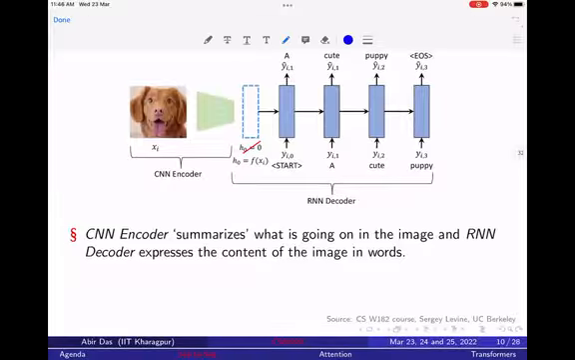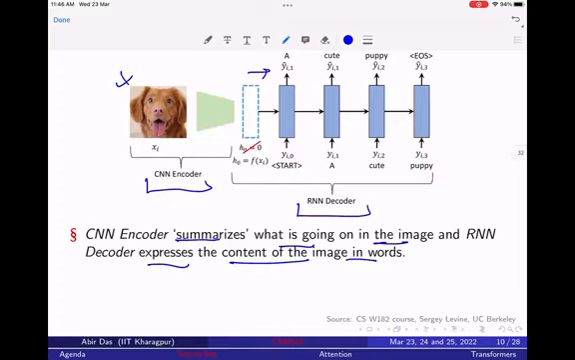So this is the basic idea. The CNN encoder summarizes what is going on in the image, and the RNN decoder expresses the content of the image in words. The role of the CNN encoder is to provide, from that image, the description I want as input to the decoder. So this is called the CNN encoder, and this is called the decoder. It is encoding the information content in the image, and decoding that encoded information in terms of natural language text. This is also called an encoder-decoder architecture, and we'll see a lot of such architectures in the subsequent lectures.